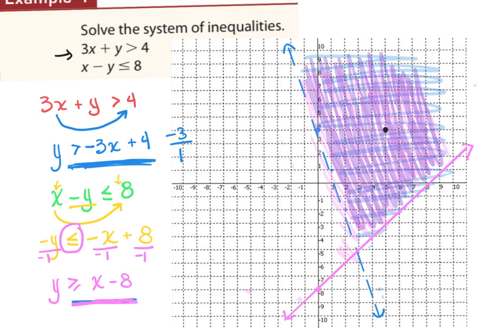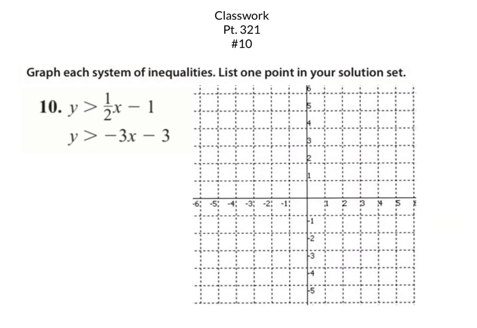Okay, so if you want to check and make sure you shaded the right region, you can pick any point in the region that you shaded and it should work for both of those original formulas. It should give you a true statement. So when you plug it in, it's going to give you some number over here is going to be bigger than 4 because that's what your statement says. All right, and so you'll get a true statement. All right, let's try one of these. Page 321, number 10.